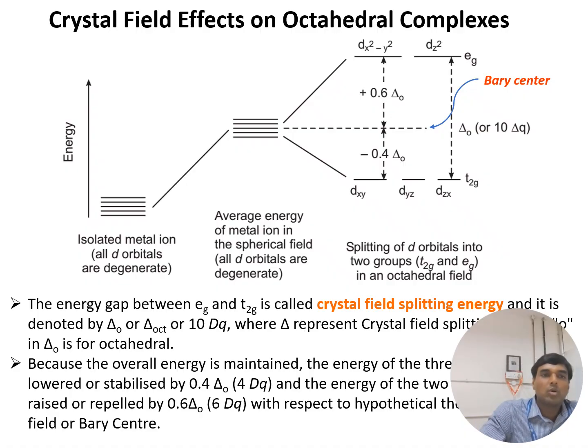Basically, these are your d orbitals when there is no ligand. In the presence of ligand, they will be elevated to a higher energy level, and after that d orbital splitting will take place. So the energy gap between T2g and Eg is the crystal field splitting energy, that is delta O, and the maximum is 10 Dq.